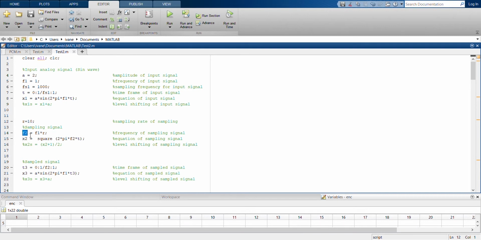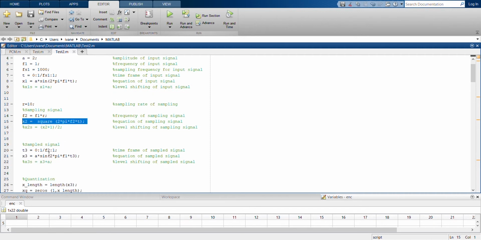The sampling frequency for the sampling signal is the frequency of the input analog signal times the sampling rate. Then this is the equation for the sampling signal, and this is the generation of the sampled signal.